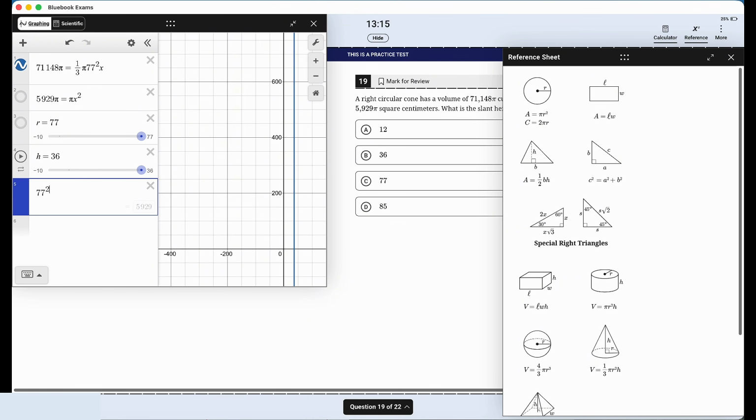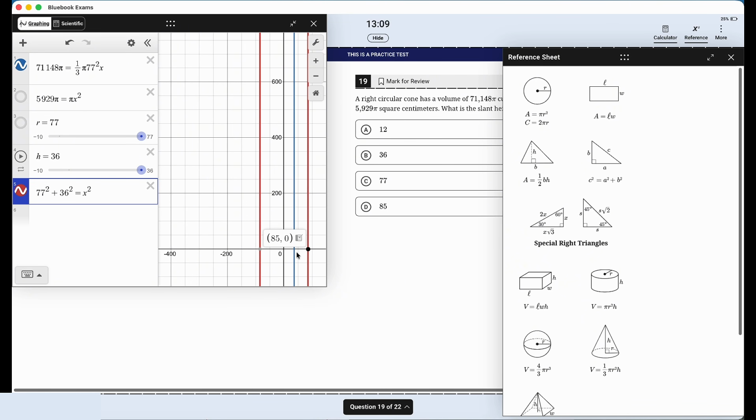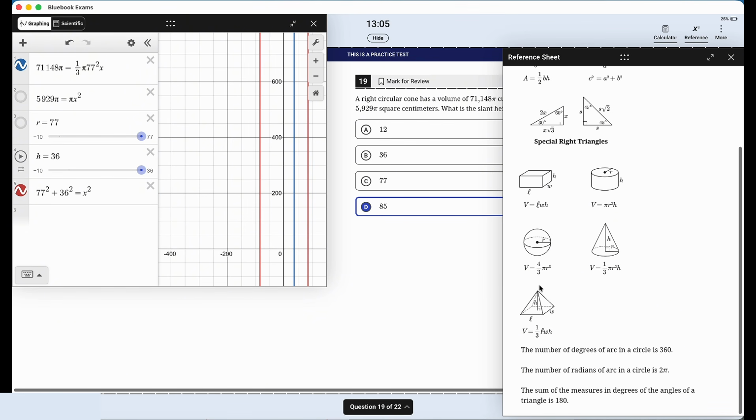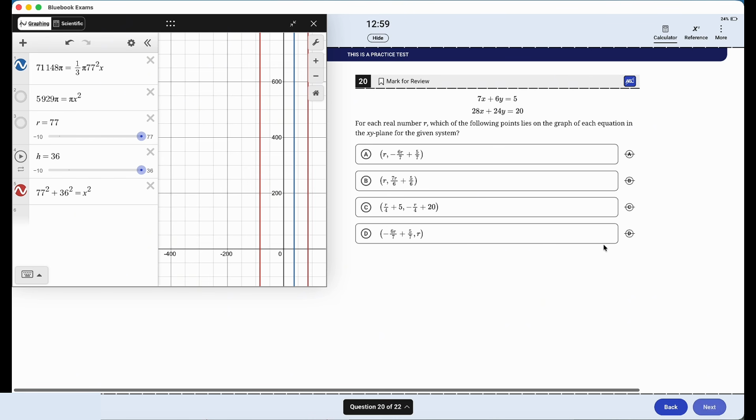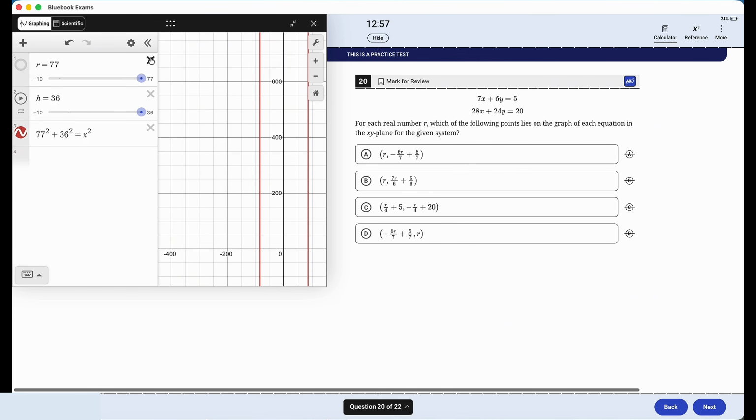So you do that in Desmos too. 77 squared plus 36 squared equals x squared, right? To figure out the c, and we see that that's 85. So that's it. The only other one that can have slant height is this pyramid. I've never seen a question about pyramids on the SAT or in any of the questions, so you probably won't get that. Next question, 20.